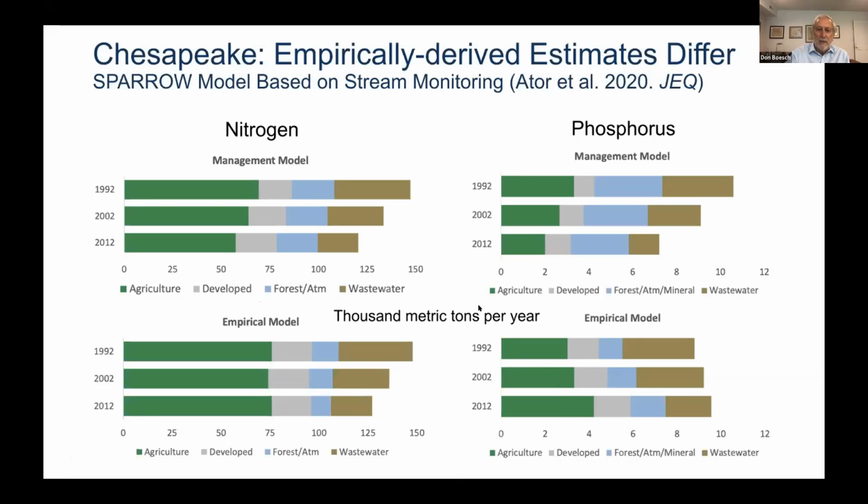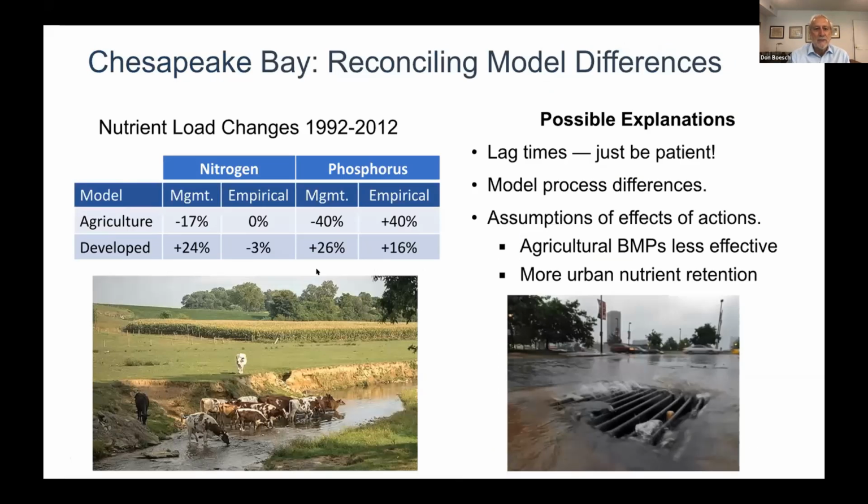Now, what is the reality? How do we explain these differences? So here it is. This is the comparison I talked about here, the management model versus the empirical model based on the water quality monitoring data. Management model suggests we should have about a 17% reduction of loads from agriculture delivered to the bay. Empirical model suggests it's near zero. And here it says there's an increase from developed land, and the empirical model has very little change. And then the same thing for phosphorus, where there's not only a quantitative difference, but a directional difference in terms of management, the phosphorus loads from agriculture.